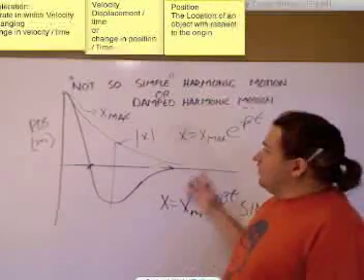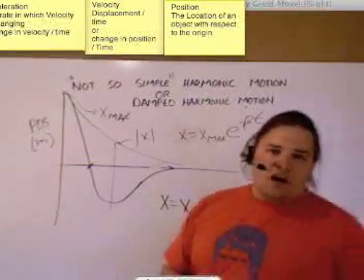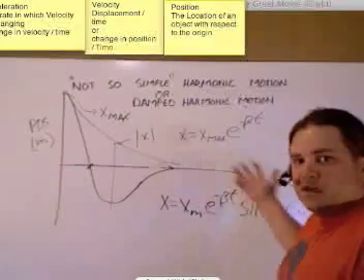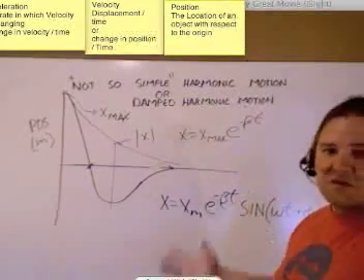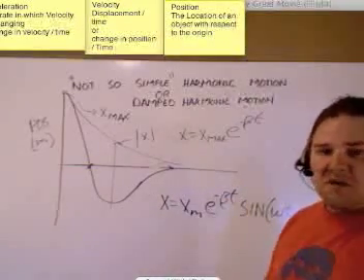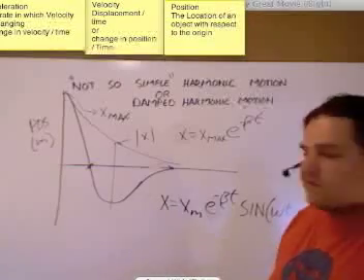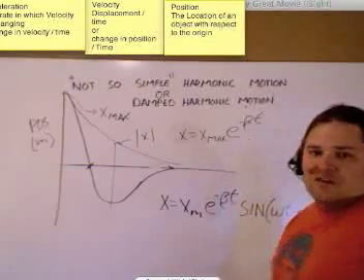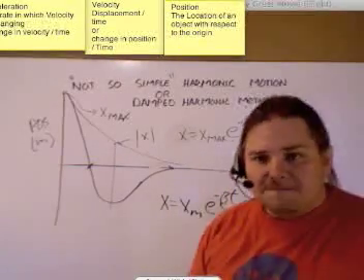So that's the not so simple harmonic motion. All you really need to know is what makes a critically damped system critically damped, an underdamped system underdamped, overdamped, and be able to solve for this dampening function. Okay, cool.